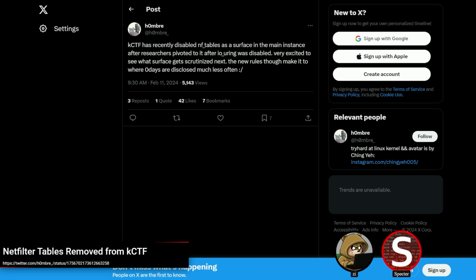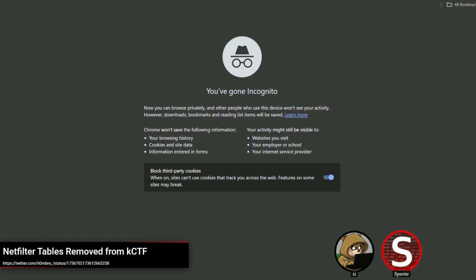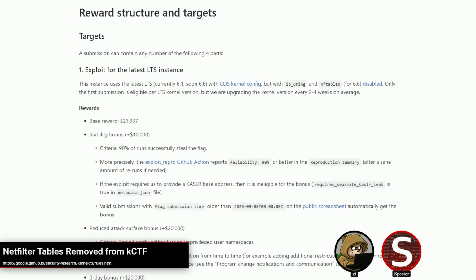ZDI has published quite a few advisories that were vulnerabilities in that area. We covered some other write-ups. And yeah, it was a bit of a bug farm. So that's where people moved to after IOU ring. And I guess they were getting tired of submissions from that too, so they ended up disabling NF tables in their instance too.